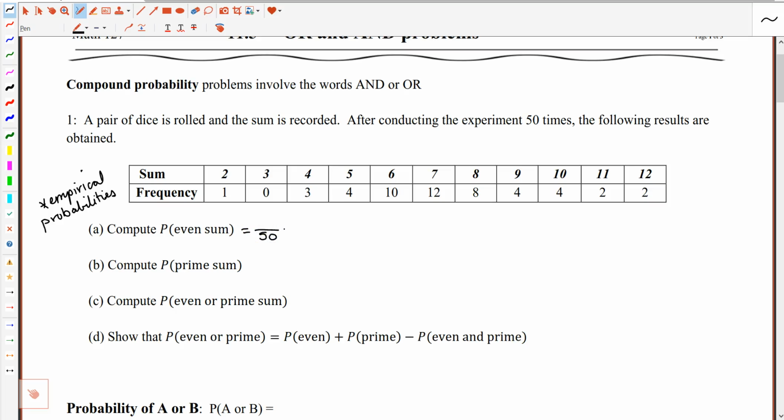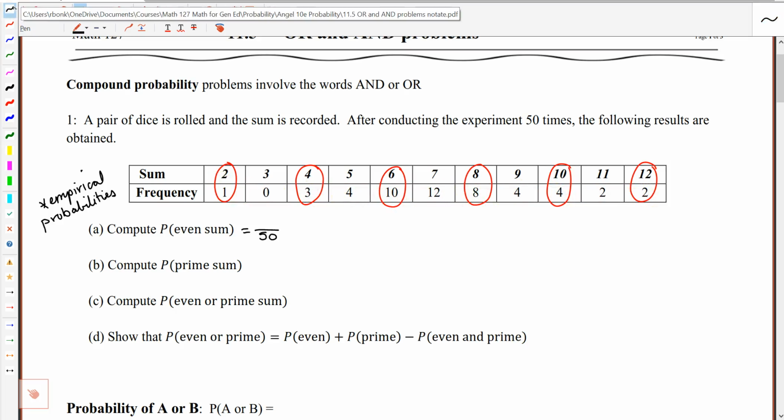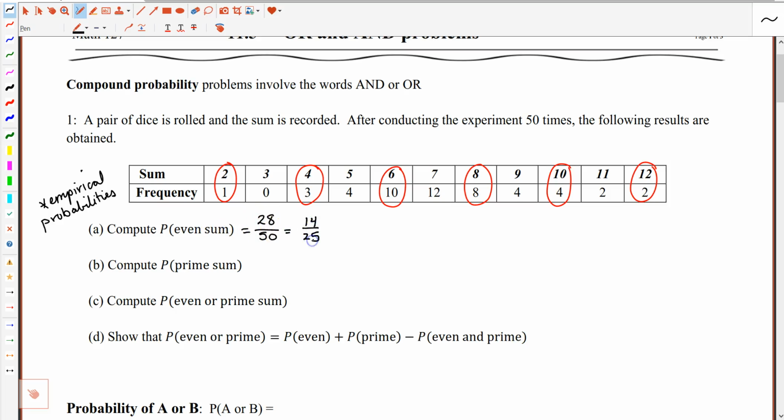Now, the numerator is going to be how many times an even sum occurred. So we have the 2 that occurred once, the 4 that occurred 3 times, the sum of 6 occurred 10 times, the sum of 8 occurred 8 times, the sum of 10 occurred 4 times, and the sum of 12 occurred 2 times. Adding up all of the times that we got an even sum, 1 plus 3 plus 10 plus 8 plus 4 plus 2, that gives us a count of 28. So an even sum occurred 28 times out of the 50 trials, and that probability can be simplified to 14 over 25.